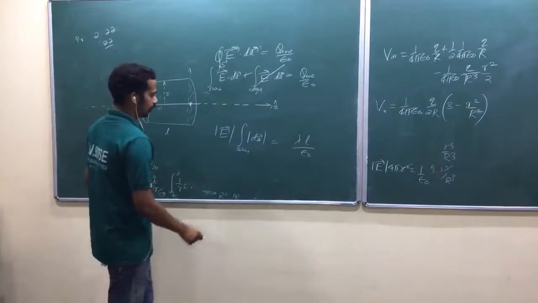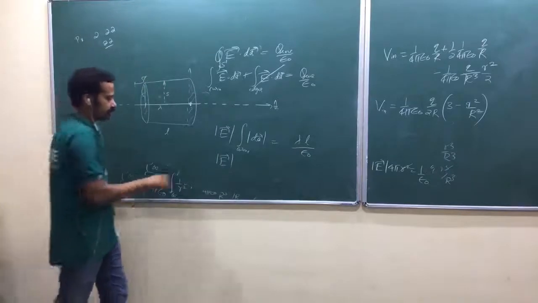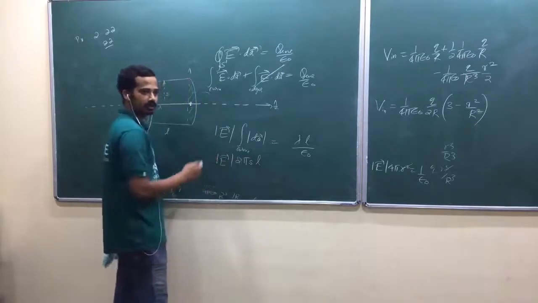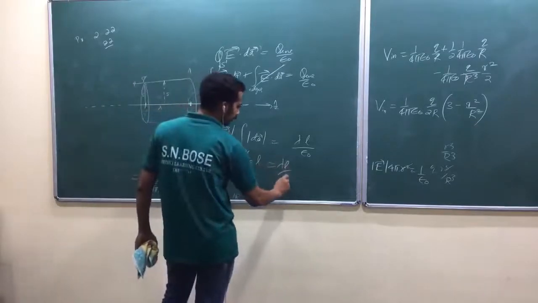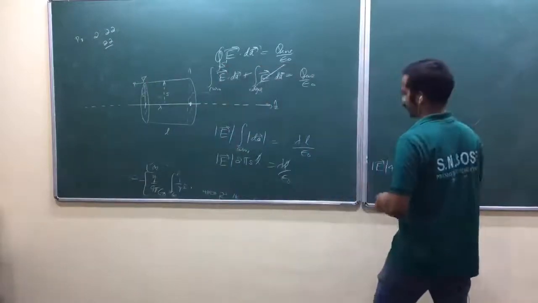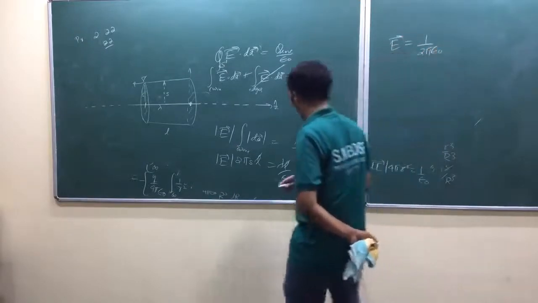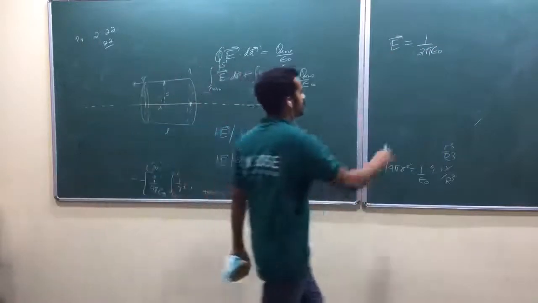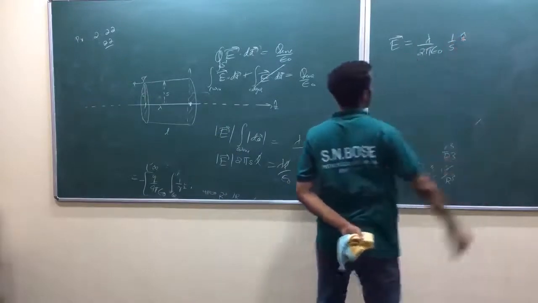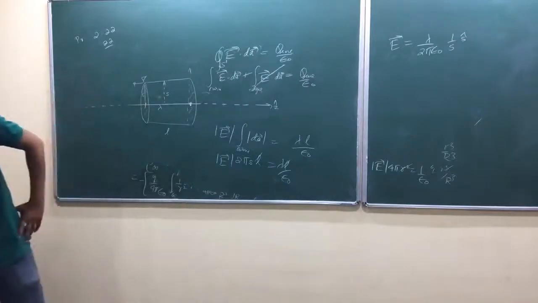So now, E times the surface area of this curved Gaussian surface, which is 2 pi S into L. Now, this part will be same for all cylindrical symmetry problems. Equals lambda L by epsilon naught. L got cancelled. So electric field is equal to 1 by 2 pi epsilon naught, or lambda by 2 pi epsilon naught, 1 by S into S cap. Check it out.